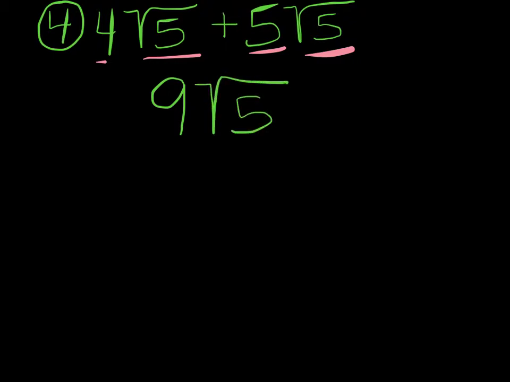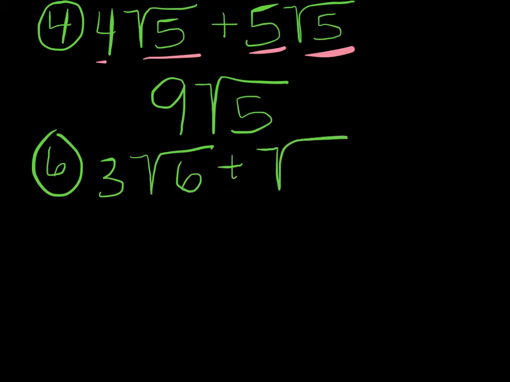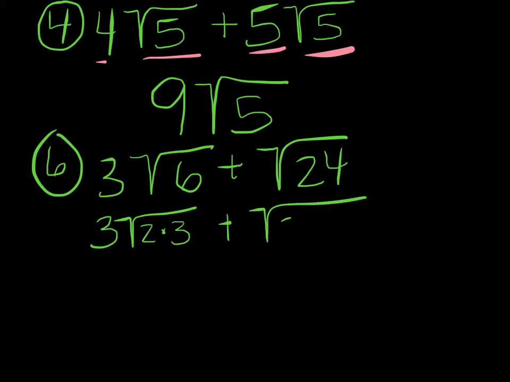Okay, let's take a look at number 6. I've got 3 times the square root of 6 plus the square root of 24. Now in this case, I don't have the same number underneath the radicals, so I can't add those because they're not alike. But if I could factor it, maybe I could pull some things out to make these things alike. Now I already know that 6 is going to be 2 times 3, so there's nothing that's going to be able to be pulled out of that one. 24 is 2 times 3 times 2 times 2.